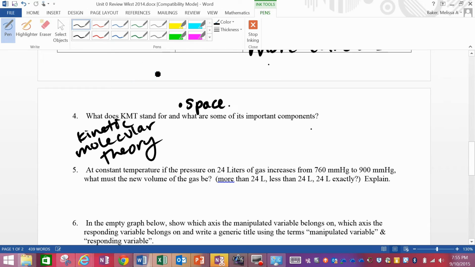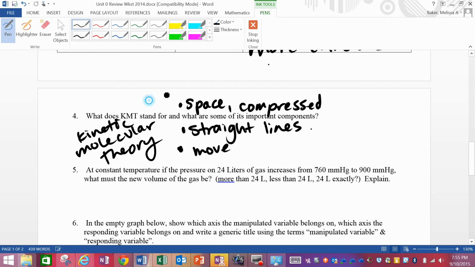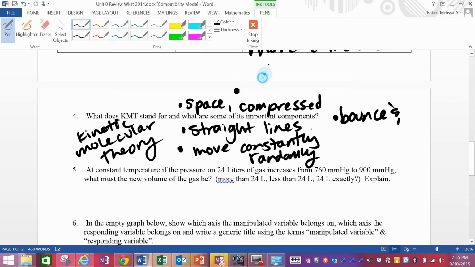Gases take up space. They can be compressed. Gas particles move in straight lines. They change directions when they hit something. Gas particles move constantly and randomly. Gas particles bounce off walls and exert pressure. Pressure is the force exerted per unit area. And when temperature goes up, the speed of particles also goes up.